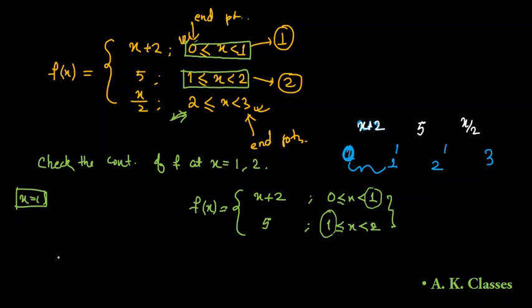Okay, then you have to evaluate the left hand limit at point 1. It will be 1 negative. Now tell me, what will be the value of the function? Value of the function means what should we write in place of f(x)? x plus 2 or 5 for 1 negative?